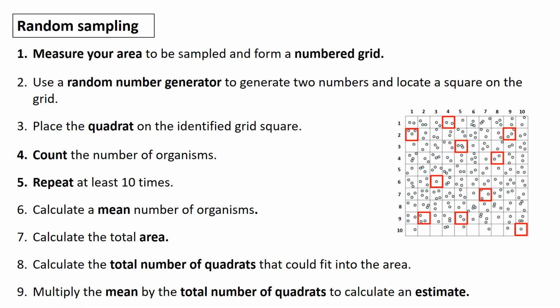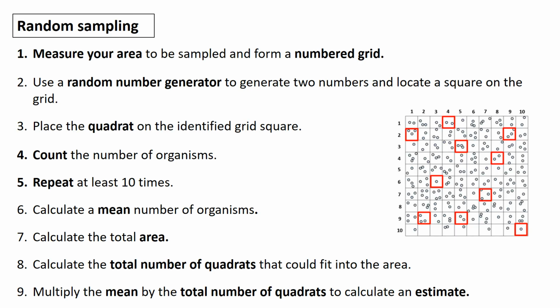And then the next thing you do, when you've got your numbers from the random number generator, is place your quadrat on the identified grid square, and count the number of organisms inside that quadrat. And you would have to repeat that at least 10 times. Obviously, this would depend on the area that you're going to sample, and the more repeats you do, the more accurate your estimate will be. But you've got to be realistic about it. So a realistic but largish number of repeats is always the best strategy. When you've done this a number of times, you can calculate the mean number of species that you've counted per quadrat.